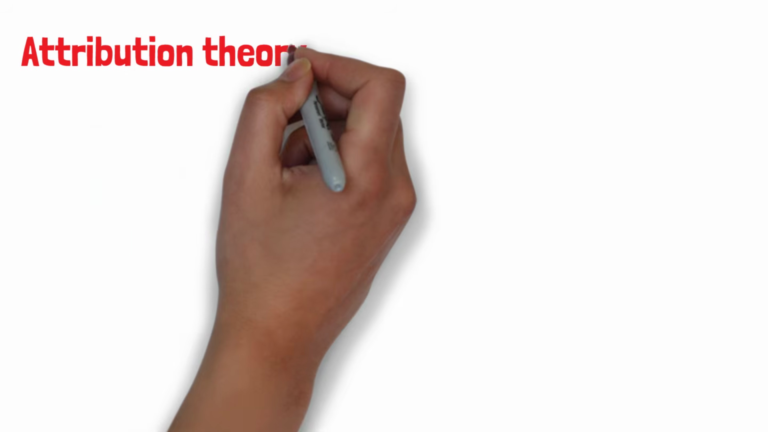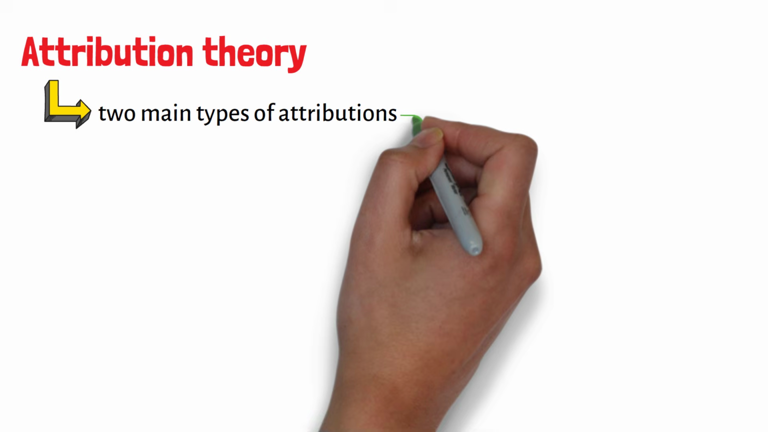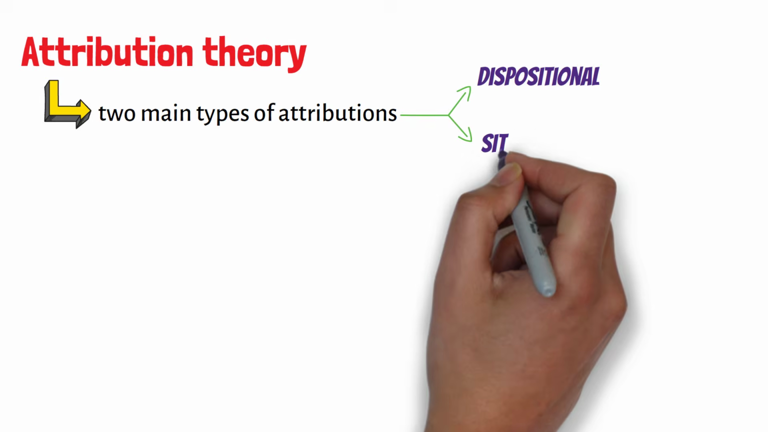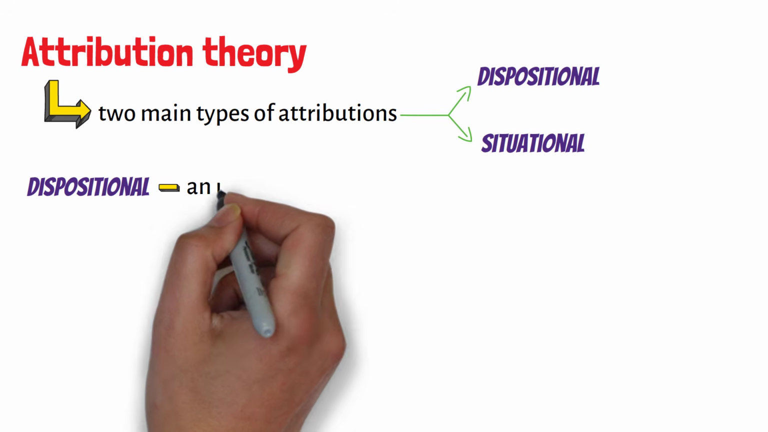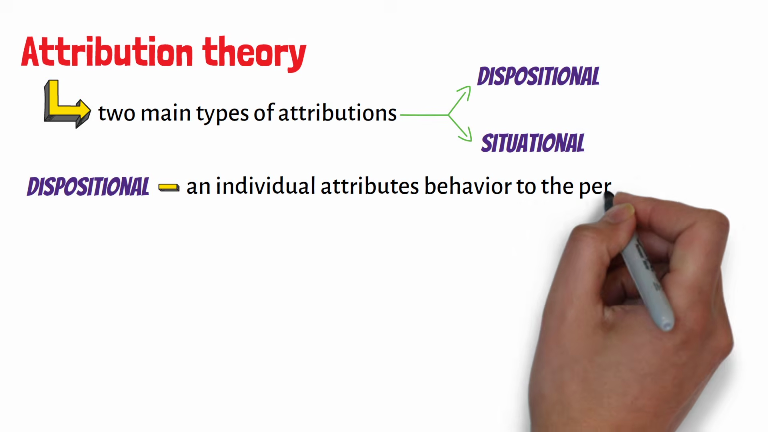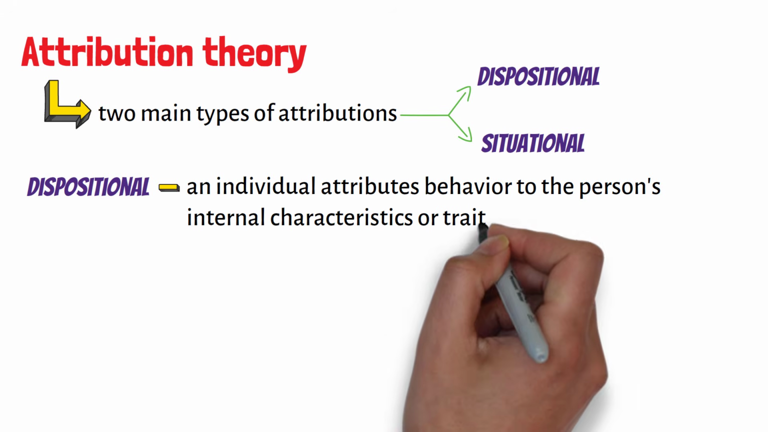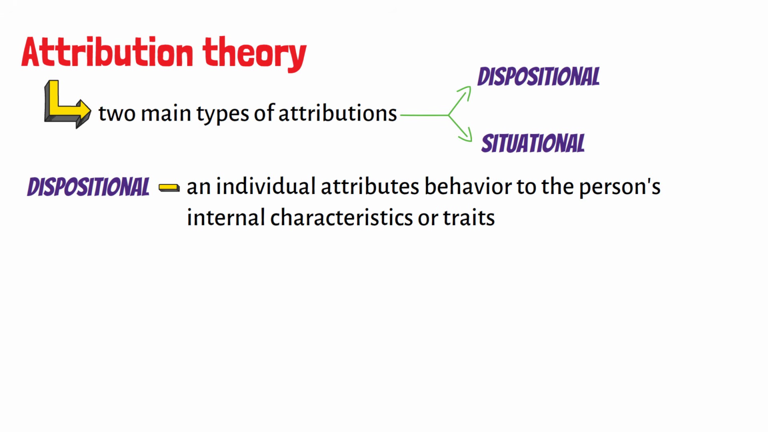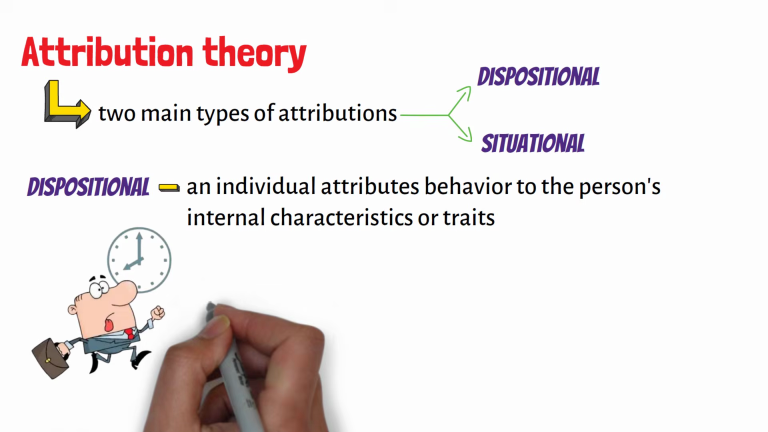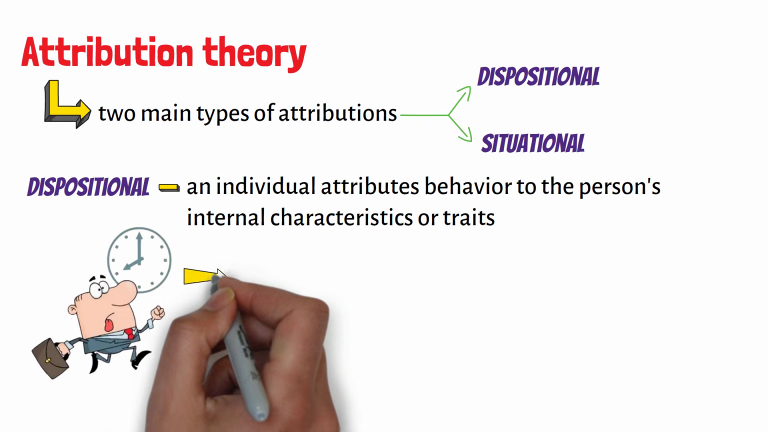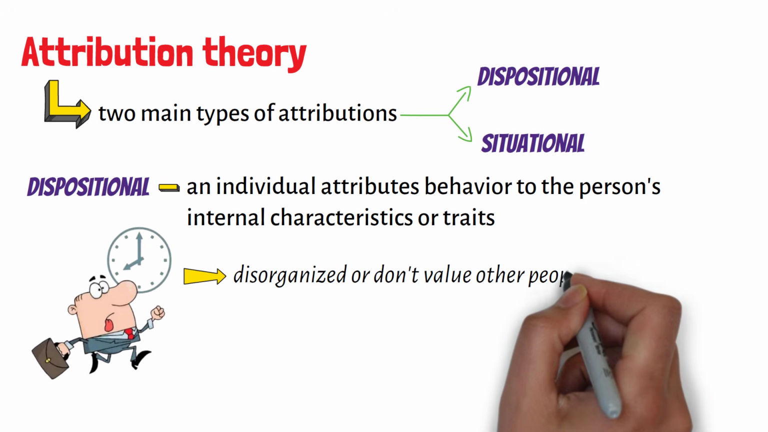Attribution theory proposes two main types of attributions, that is, dispositional and situational attributions. On the one hand, dispositional attributions are those in which an individual attributes behavior to the person's internal characteristics or traits. For example, if someone is always late to meetings, we may assume they are disorganized or don't value other people's time.